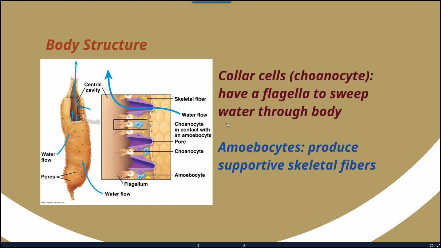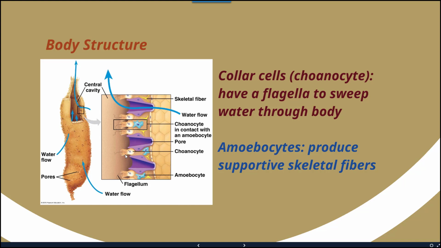They have something called a collar cell, also phrased a choanocyte, which is represented by these little structures here with the cute little arms there.